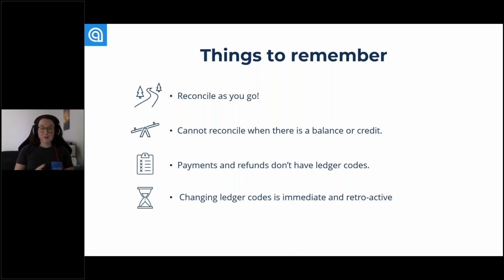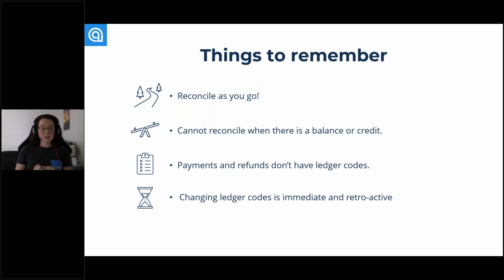You cannot reconcile when there is a balance or a credit balance. So this just means that there is a balance that's awaiting either a payment or a credit, or a credit that is waiting to be used or refunded. Payments and refunds do not have ledger codes, which makes it even more important to reconcile to let the system know where these amounts should be going.